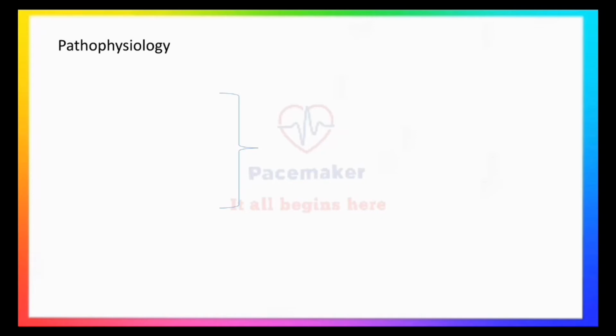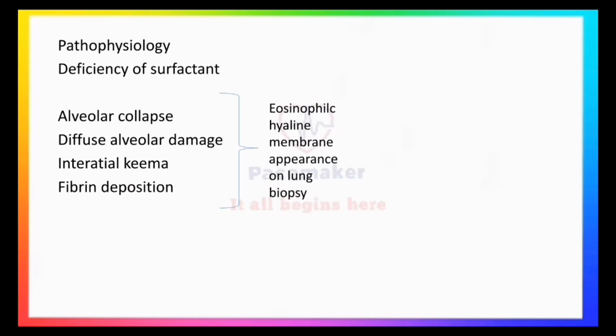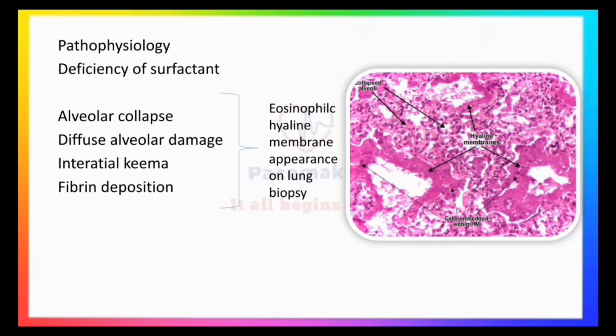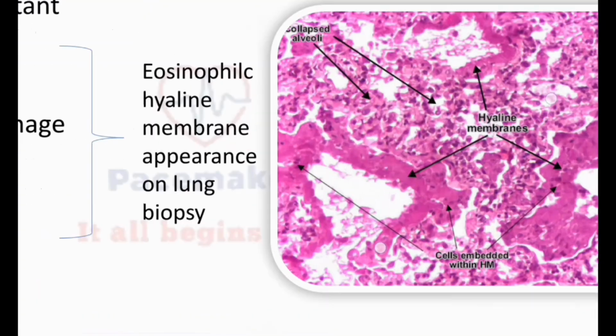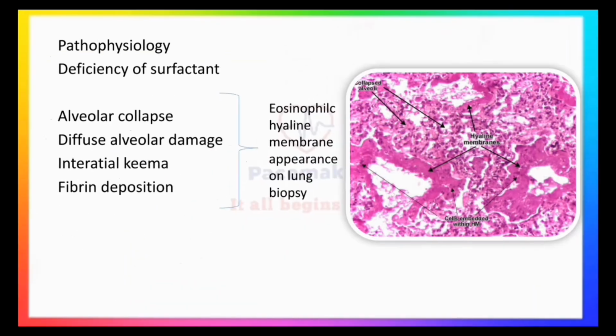What happens? Of course, the basic defect is a decrease or deficiency in surfactant, and this causes alveolar collapse, and there is diffuse alveolar damage, interstitial edema and fibrin deposition. All this mixes up to form an eosinophilic membrane on a lung biopsy that is known as hyaline membrane, and this is how it looks. This is your eosinophilic membrane known as hyaline membrane, and you can see collapsed alveoli in the lung biopsy.